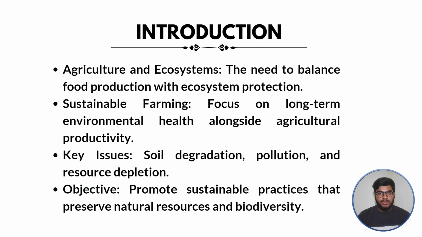First, let us discuss the introduction to environmental protection in the farming system, the agricultural ecosystems. The need is to balance food production with ecosystem protection, and sustainable farming focuses on long-term environmental health alongside agricultural productivity. The key issues are soil degradation, pollution, and resource depletion. The main objective is to promote sustainable practices that preserve natural resources and biodiversity. This is the overall introduction to environmental protection in the farming system.